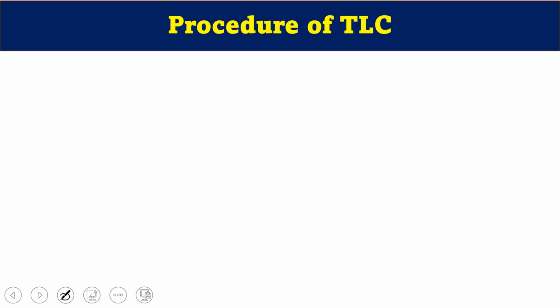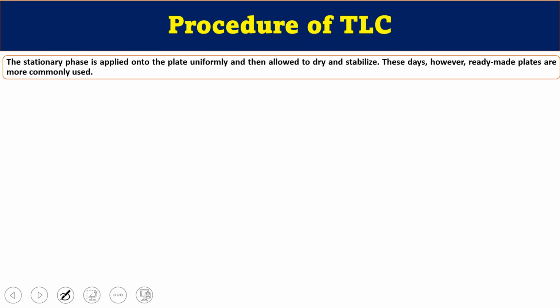Now how this process occurs, how we are going to start. So there are multiple steps. First the stationary phase is applied. A stationary phase means whatever gel you want to use, whether aluminium foil or silica gel, on the glass plate. So first you apply the stationary phase onto the plate uniformly and then allow it to dry and stabilize. Normally commercially available plates are available nowadays, so it is better to use them for a better result. These days ready-made plates are also available.